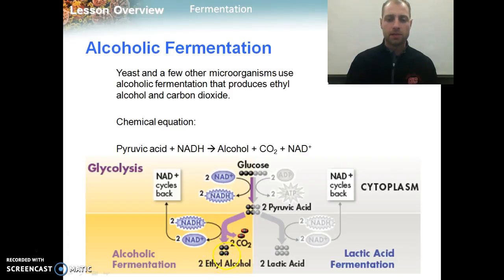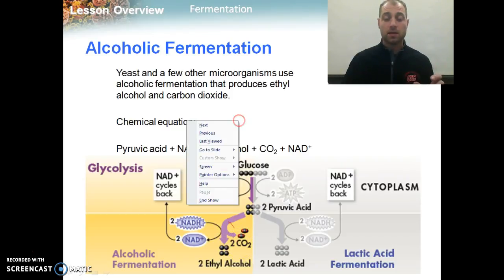These microorganisms are used by humans all the time. We use alcoholic fermentation when we're making alcoholic beverages and when we're trying to make bread. When you look at bread, you use yeast to make the bread rise. And that rising is due to carbon dioxide being released, and that's what creates the little holes or the little cells within bread.